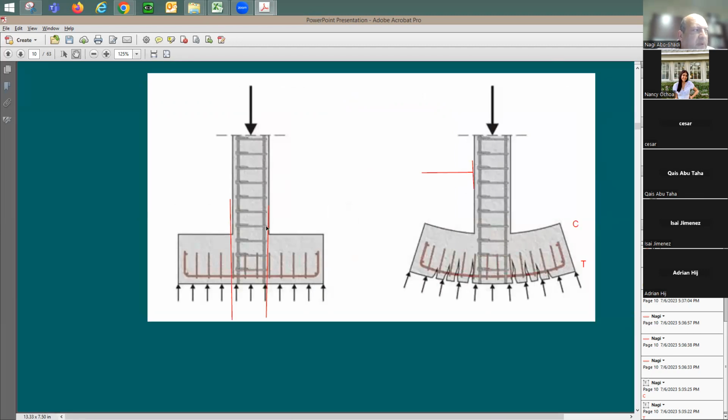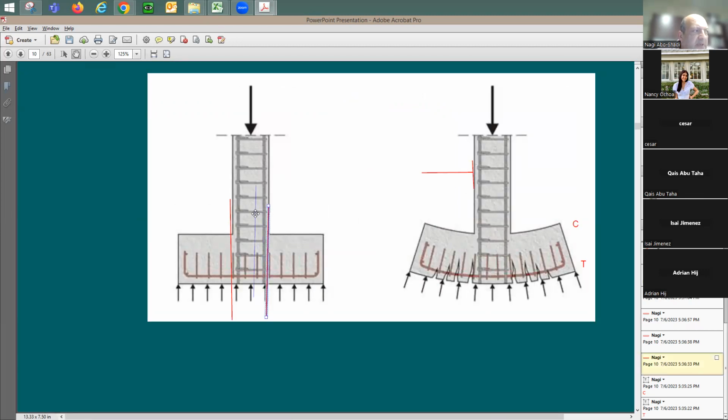Someone's going to say, why don't I take the critical section for moment to be inside the column? Again, if you take it here, the maximum moment is resisted by this depth of the footing. But if you take it inside, it's true that you may have higher moment, but it is resisted by the entire depth of the footing and the column. The entire thing is resisting this moment. So does it make sense to consider the middle of the column? You just take it here at the face of the column.